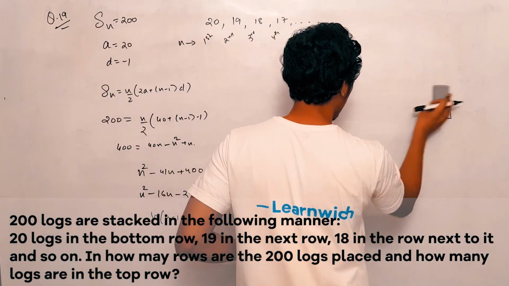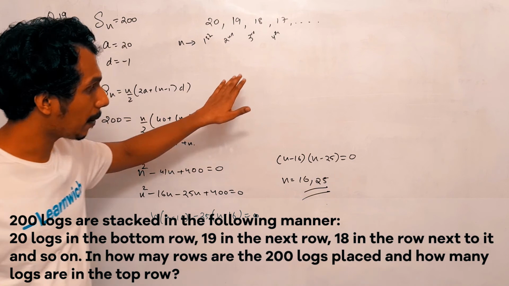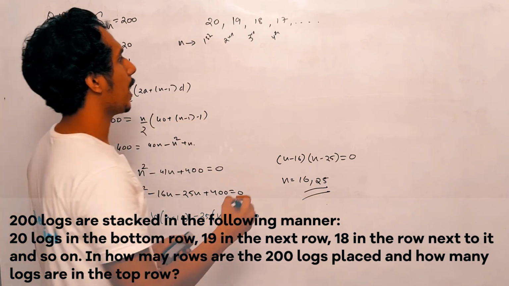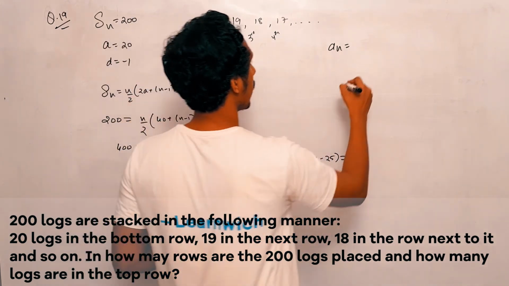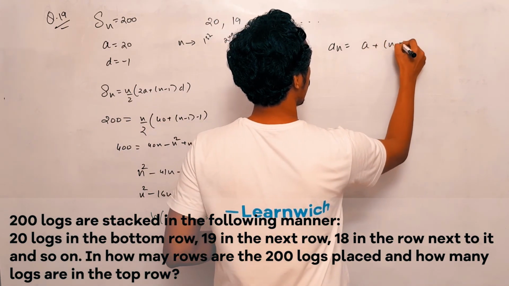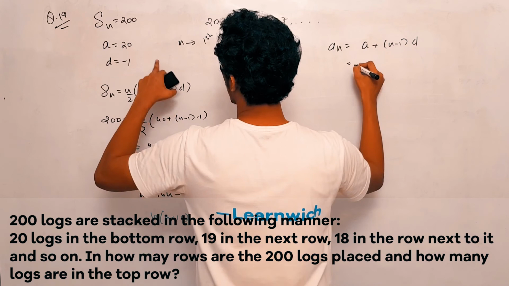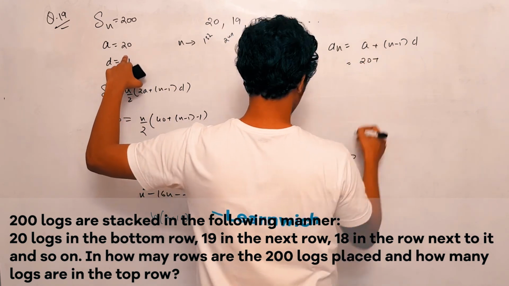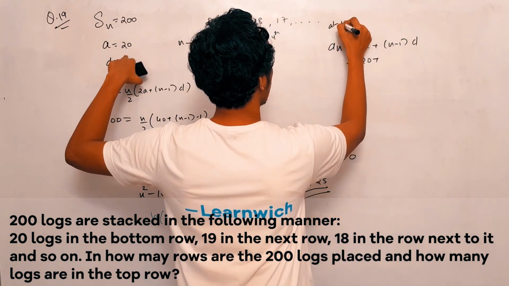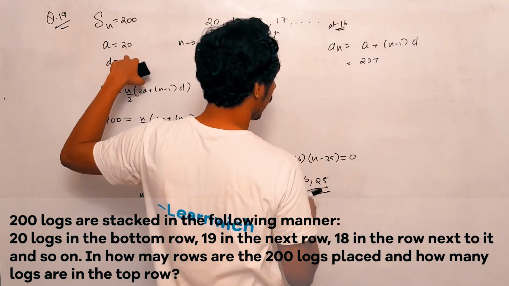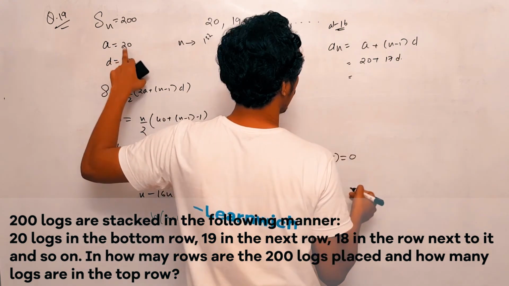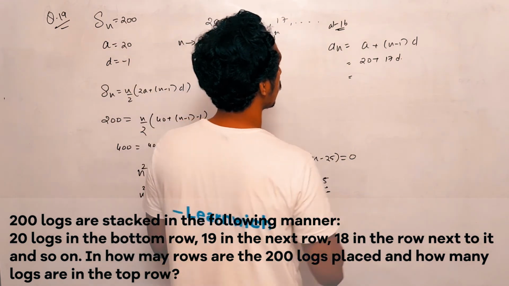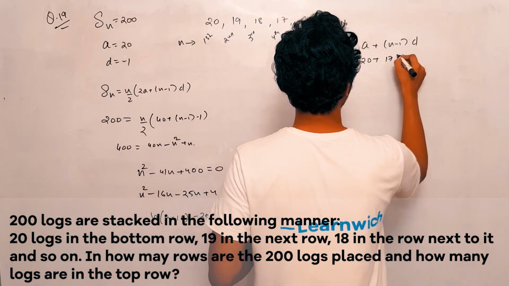You have to find out an also. You have to find out the number of logs in each. So an, find out an. An equal to a plus n minus 1 into d. What is a? A is 20 plus, let's say at 16, you have 20 plus 17d. N minus 1 is 17 into d is what? Minus 1.